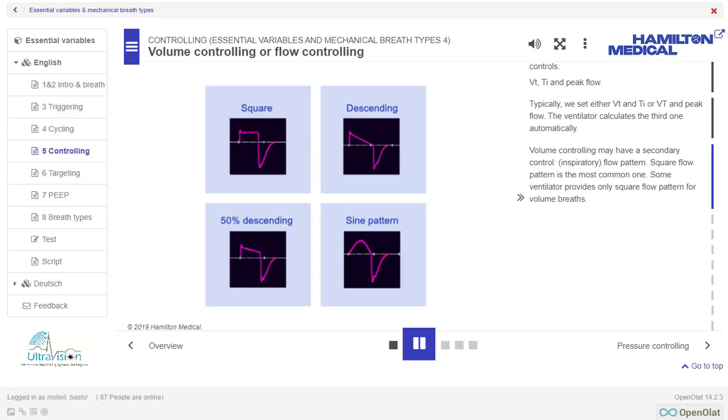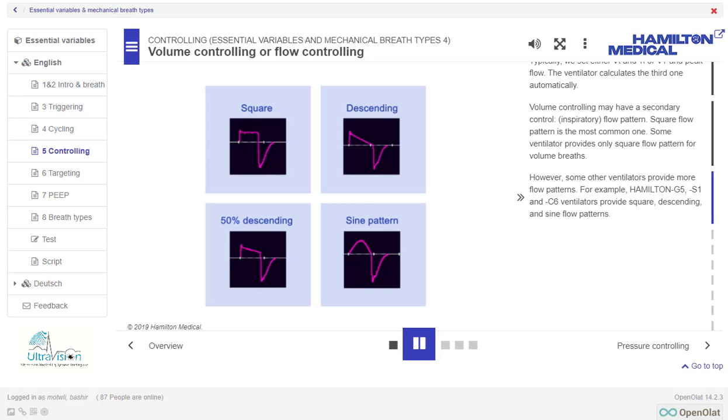Volume controlling may have a secondary control: inspiratory flow pattern. Square flow pattern is the most common one. Some ventilators provide only square flow pattern for volume breaths. However, some other ventilators provide more flow patterns. For example, Hamilton G5, S1 and C6 ventilators provide square, descending, and sine flow patterns.